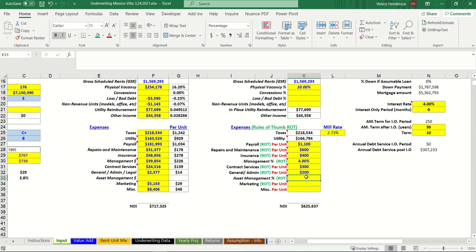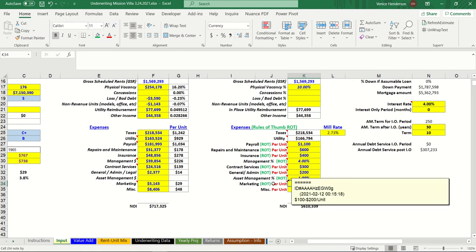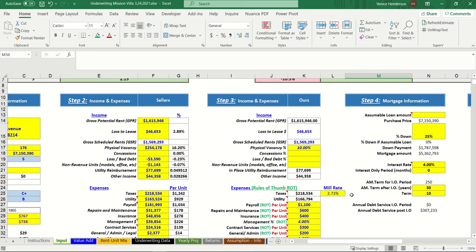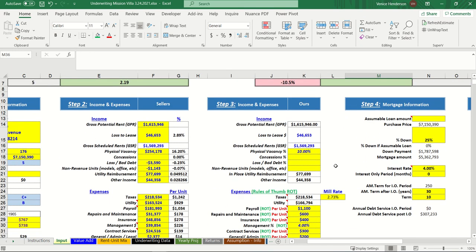We are going to get paid. Let's do 2%. Ooh. $100 to $200. So we're going to do 150. And then we're going to hit a miscellaneous of we don't know yet. So at this point, our income is still the same.